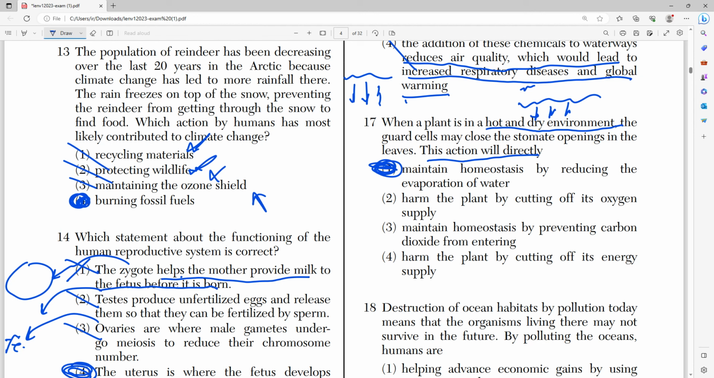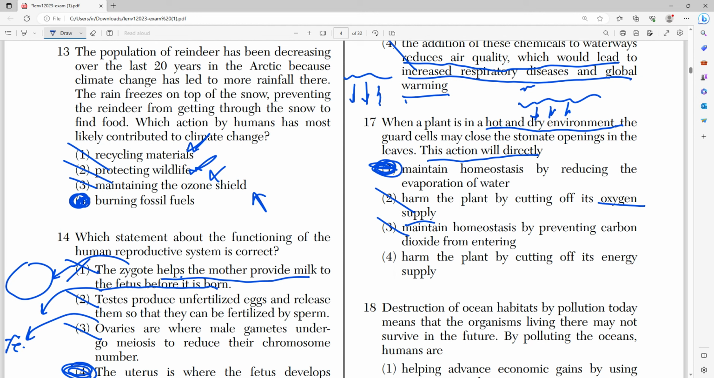Will it harm the plant by cutting off its oxygen supply? Absolutely not. Oxygen supply, hello, it needs CO2, not oxygen, right? So that's wrong. Is it going to maintain homeostasis by preventing carbon dioxide from entering? No, that's not what it's for, because if it's in a hot and dry environment, CO2 entering isn't going to harm it at all. What you're trying to keep in as a plant in a hot and dry environment is the precious water inside, right?